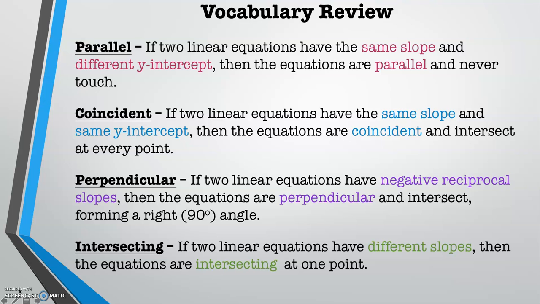angle. Lastly, intersecting equations have different slopes. So when you graph them, they will intersect at a point. However, unlike perpendicular lines, they will form angles other than 90 degrees.